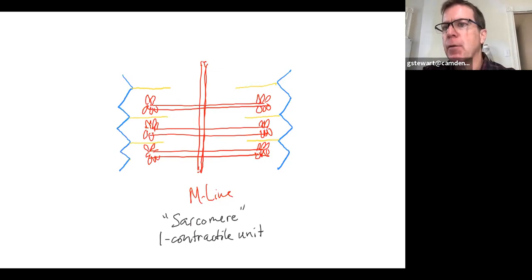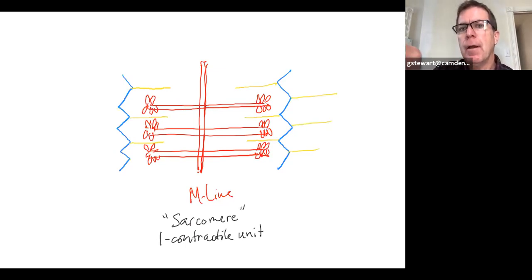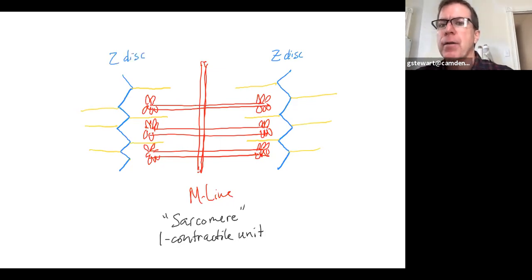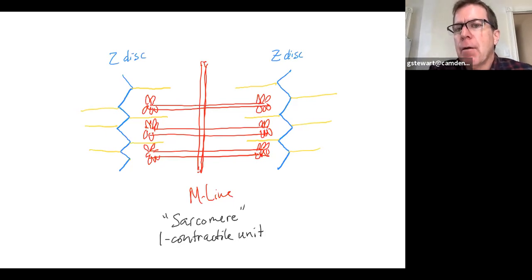The reason is because there would be new actin molecules here. This blue zigzag, by the way, has a name. It's called the Z disc. It's just a structural protein that holds those actin molecules together. So one sarcomere actually goes from one Z disc to another. Nevertheless, there are new actin molecules to the side here, and this pattern just keeps repeating.